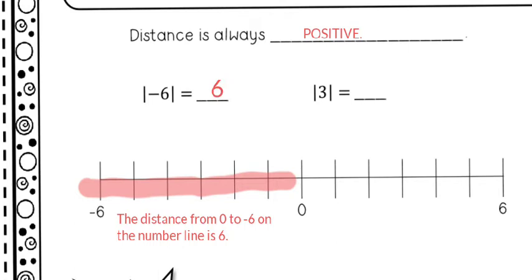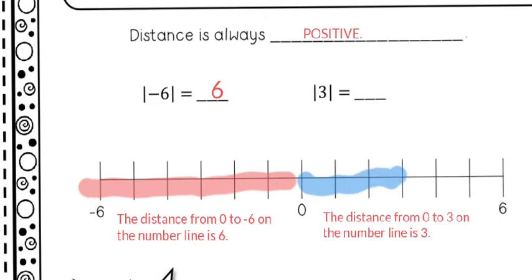Now we are going to look at the absolute value of 3. So we're going to start at 0 on the number line and count the spaces till 3. The distance from 0 to 3 on the number line is 3. So the absolute value of 3 is 3.